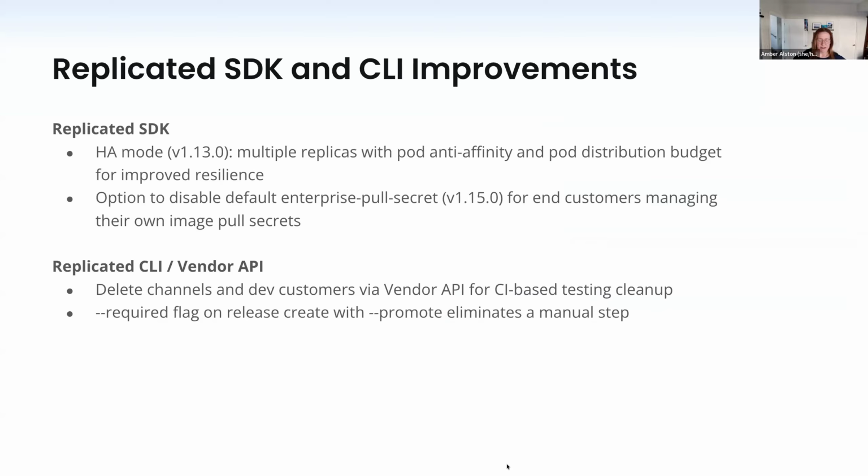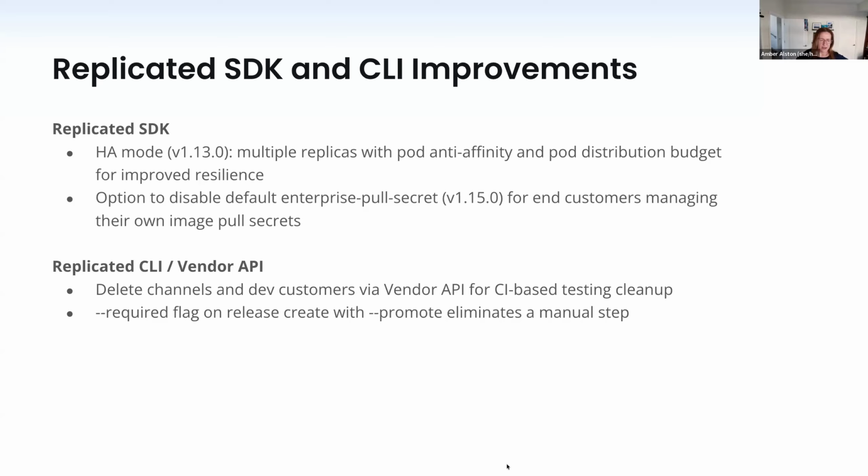And it also drives the Security Center CVE images reporting to help you understand what images and versions your customers are actually running in their environment currently and which of those are subject to security risk. And that newly available mode to run the SDK in HA is really helpful there. We also added an option to be able to disable the default enterprise secret for end customers, just in case they're in a situation where they want to manage their own image pull secrets and can't create secrets in clusters.